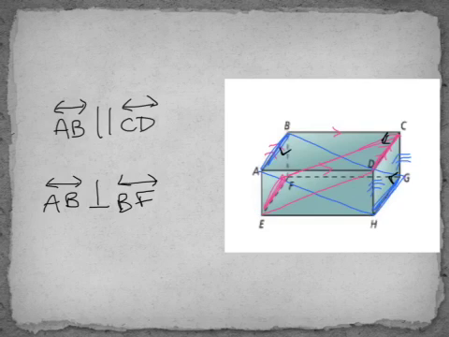The parallel planes, again, you would write it as plane ABCD, and you could use the symbol. It's parallel to plane EFGH. Plane CDGH is parallel to plane ABEF.